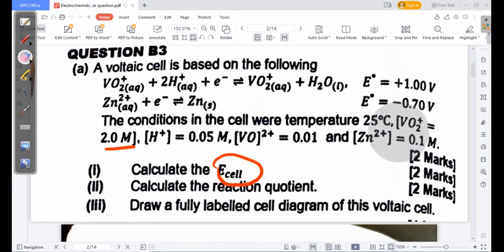Now in this case, look at the concentrations that are given. They are non-standard. 2 molar concentration, all these. So that's why we are calculating a non-standard cell potential. So we calculate the non-standard cell potential by using the Nernst equation. Okay.